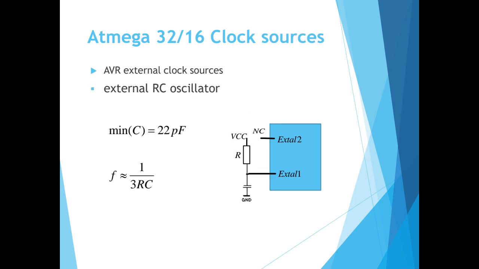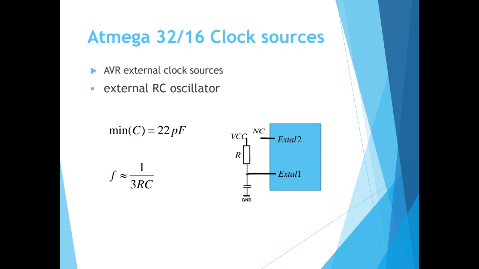Another type of external clock source is the external RC oscillator. As you see, the same XTAL2 is not connected, but XTAL1 is connected to a resistor, and then it is connected to the power supply, VCC, and from the other side it is connected to a capacitor, and then it's grounded. So XTAL1 is connected to R and C, which is oscillating.